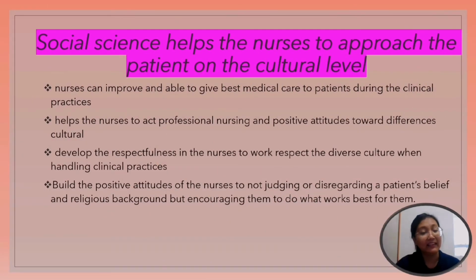Last but not least, the social science knowledge helps the nurses to approach the patient on the control level. It helps the nurses to improve and be able to give the best medical care to patients during the clinical practices. Other than that, the social science knowledge helps the nurses to act professionally and have a positive attitude towards differences in control. Besides that, it also helps the nurses to develop respectfulness, to respect the differences in control when handling clinical practices.